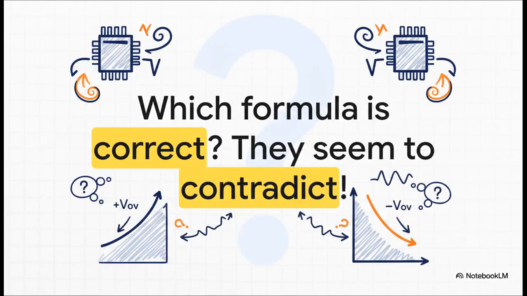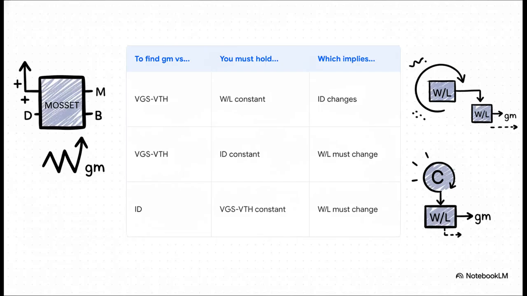But hang on a second. If you look closely at these equations, you might spot a problem. The first one says GM is proportional to the overdrive voltage, right? But the second one says it's inversely proportional. So what gives? How can they both be correct? This is a classic point of confusion, but the answer is incredibly important for any designer. The secret, the key to the whole thing, lies in asking one simple question. What are you holding constant?